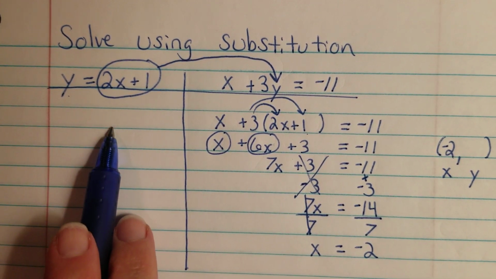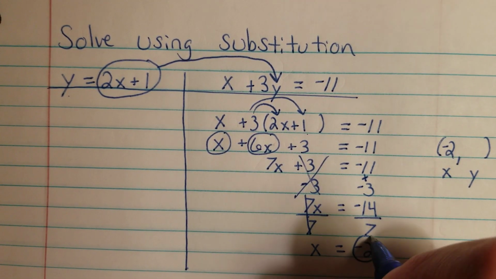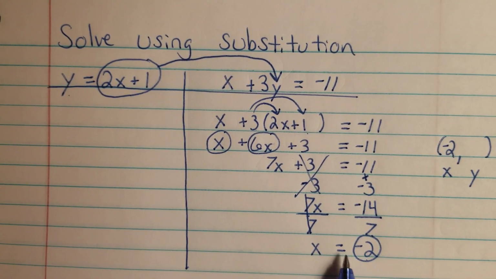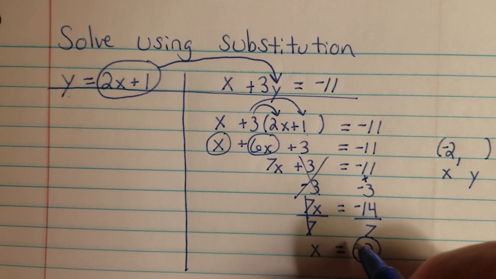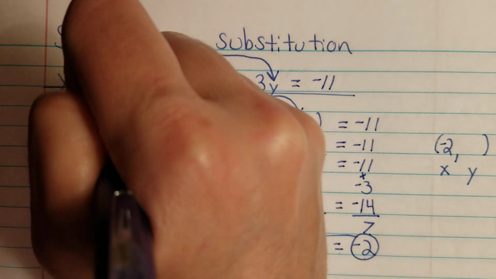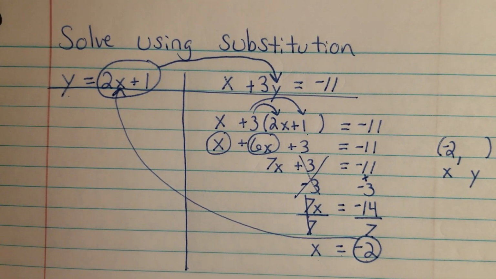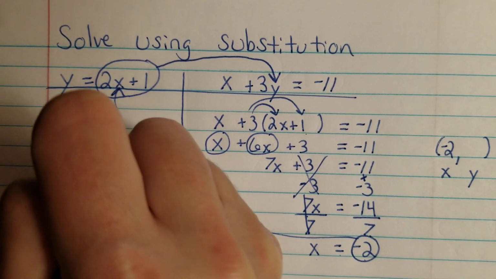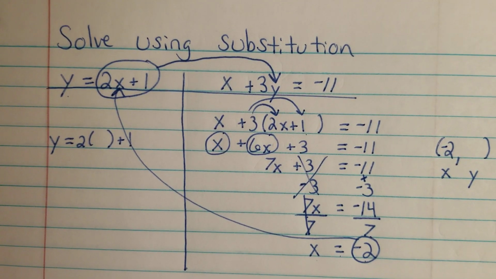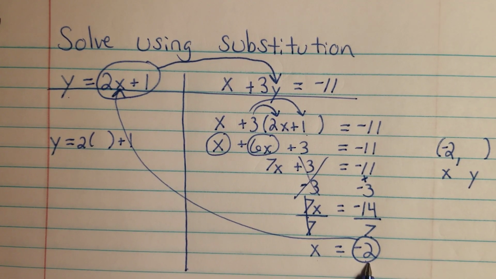Notice I don't have any work on this side just yet, so I'm going to take this negative 2. Notice the negative 2 equals x, so I can substitute that in for any x. And that's what I'm going to do. It's going in for that x right over there. So y equals 2 times x plus 1. In that parentheses, I'm going to put in that negative 2.